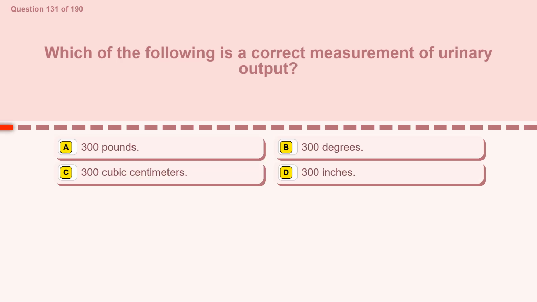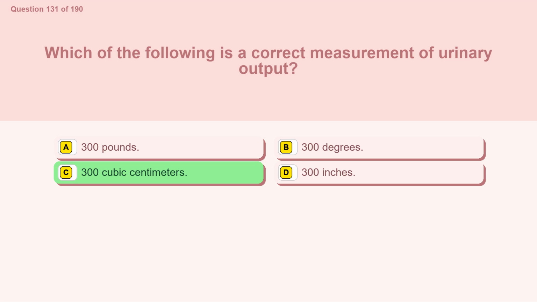Question 131. Which of the following is a correct measurement of urinary output? Option A, 300 pounds. Option B, 300 degrees. Option C, 300 cubic centimeters. Option D, 300 inches.